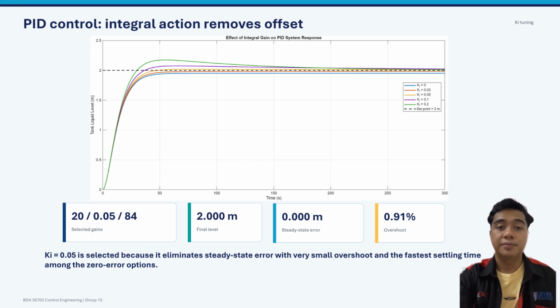In verifying the stability of our selected PID controller, we performed a closed-loop Routh-Hurwitz analysis. By substituting the tuned gains into the transfer function, we obtained the characteristic equation, which is 2000s to the power of 3 plus 573s to the power of 2 plus 41s plus 0.1 equals 0. From the Routh array, all the values in the first column are positive, resulting in zero sign changes. This confirms that there are no unstable poles, proving that the system is asymptotically stable.